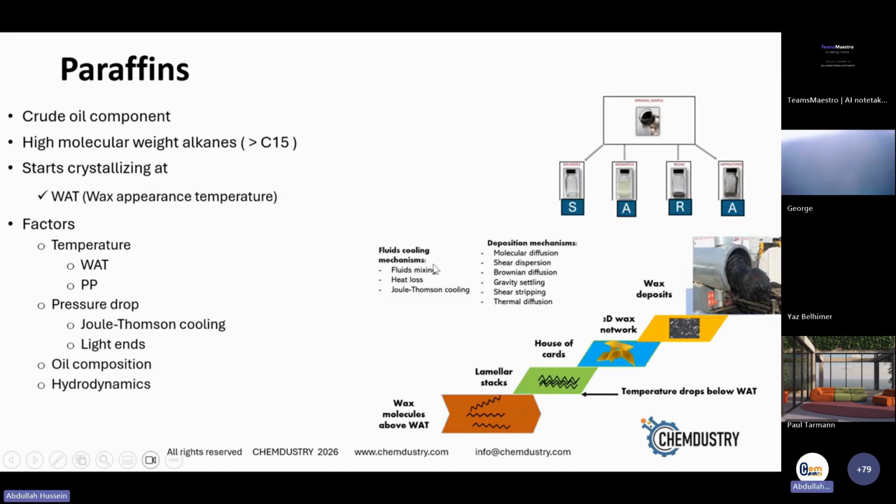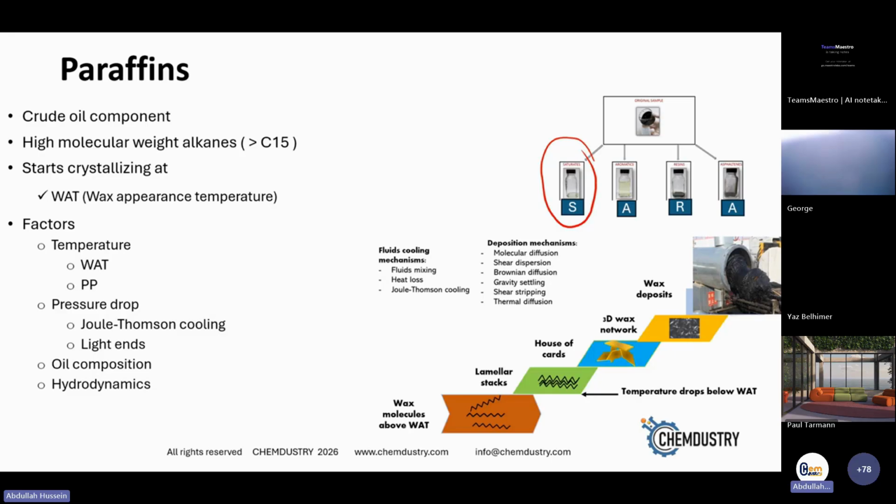Our third type of solids is the paraffins, and paraffins is a fraction of the crude oil. So we have the SARA fraction of the crude oil. The paraffins belong to the saturates fraction. They are high molecular weight alkanes. Their carbon distribution starts maybe from C15, depending on the crude. So it can be C15, 18, depending on the crude source. They start crystallizing when the crude oil temperature falls below the wax appearance temperature.